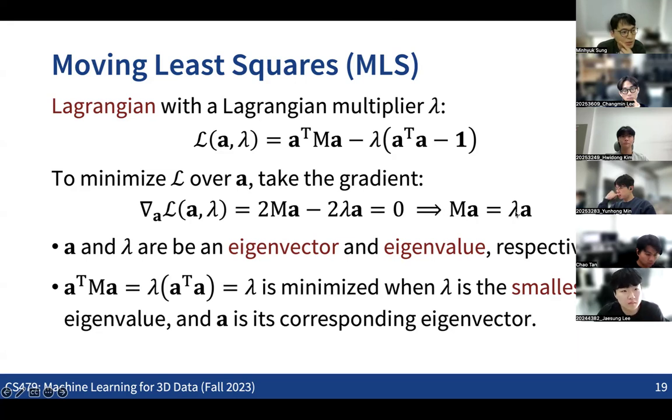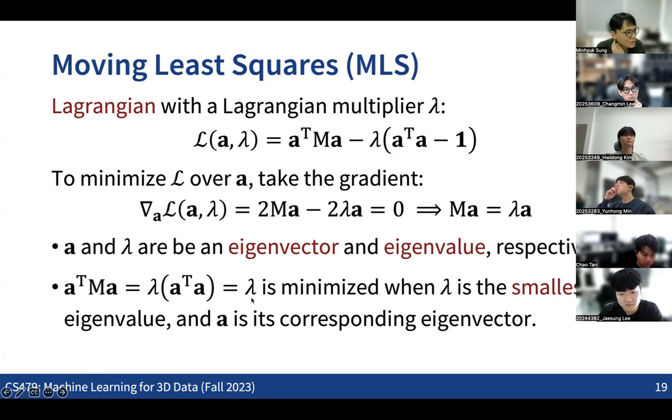Ma should equal lambda a, and we can say that this is exactly the eigenvalue and eigenvector form, right? So from this, we can see that this A and lambda should be the eigenvector and eigenvalue of the matrix M. And here the question is: what is the value that minimizes this term? If we go back to the original optimization, this term here, we can now rewrite this by replacing this Ma here with lambda a, because that's the condition that we have seen.